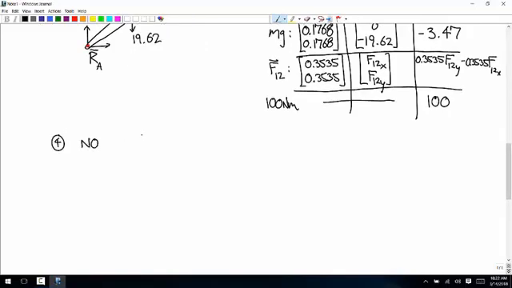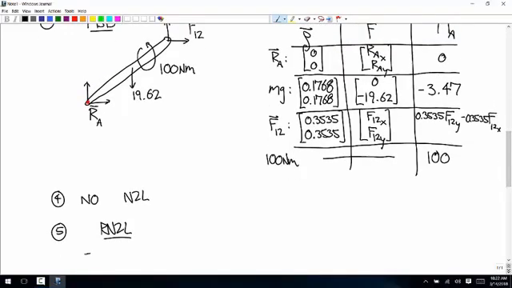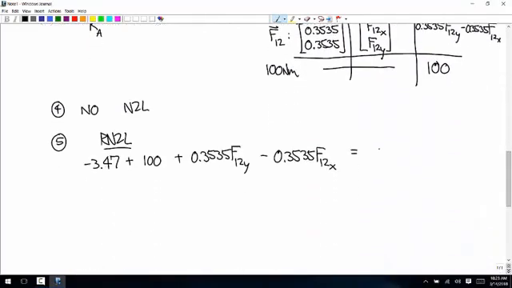So no Newton's second law. Moment equation says negative 3.47 plus 100 plus 0.3535 F12Y minus 0.3535 F12X is equal to the mass moment of inertia, 0.16 repeating, times alpha for body 1. And I'll save that as equation 1.